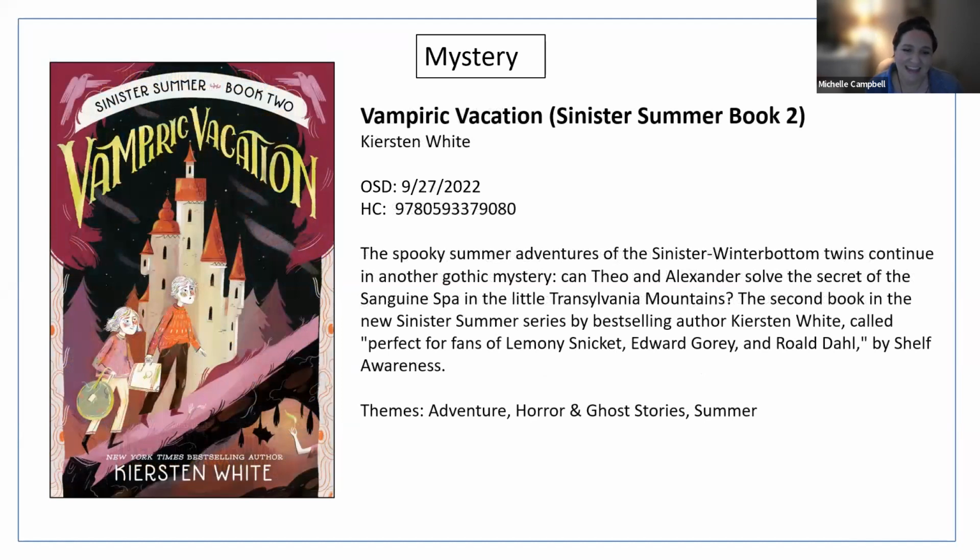This is the second book in the Sinister Summer series, and it continues the adventures of the sinister Winterbottoms and their aunt, who never saw a discount vacation destination that she didn't really love, which I can relate to. This creepy middle grade series is full of horror and humor and mystery and really unusual characters, and it's perfect for Neil Gaiman, Trenton Lee Stewart, and Holly Black's middle grade. Next slide, please.